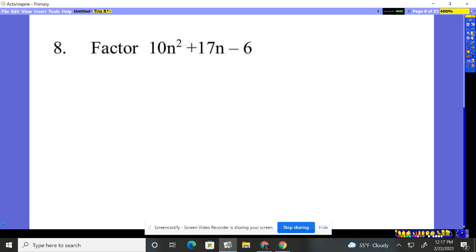Number 8 wants us to factor this trinomial. The problem is in front there's a 10. So at the front, I have to think, what could create a 10? Well, there could be 1 and 10, 2 and 5. And on the back side, for 6, we have 1 and 6 or 2 and 3. So I have to look at all the possibilities of these.